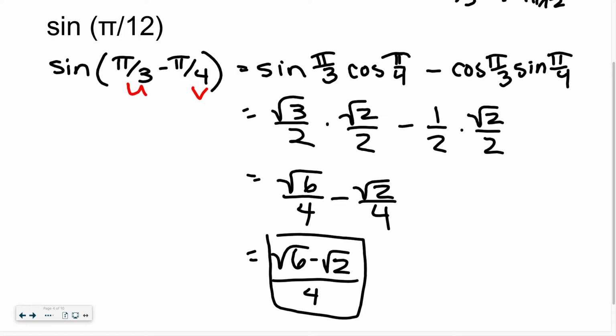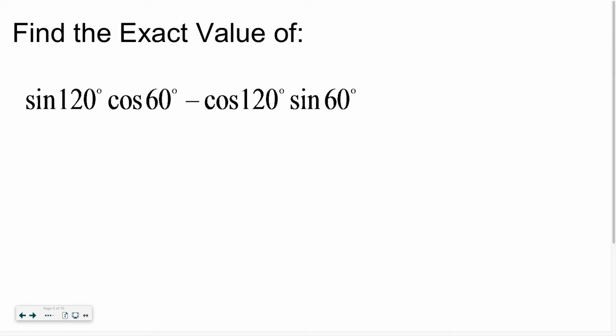Okay, now let's look on the other side. We want to find the exact value of this expression. You see something like this, sine of 120 degrees, cosine of 60 degrees, minus the cosine of 120 times the sine of 60. What do you think you might do?